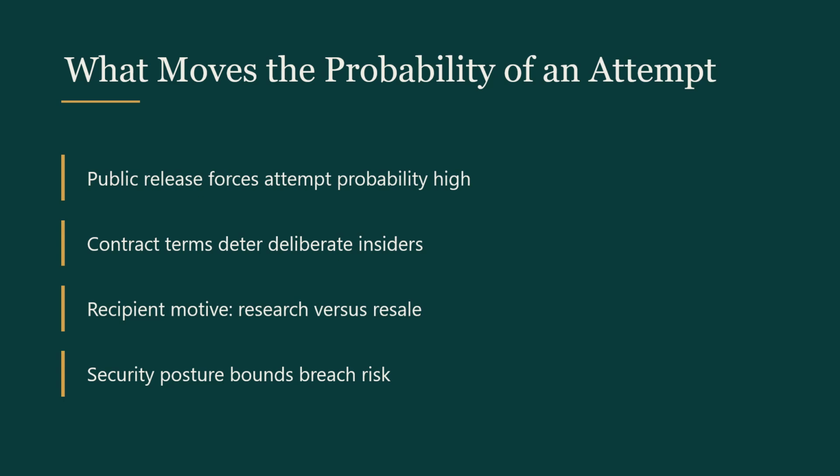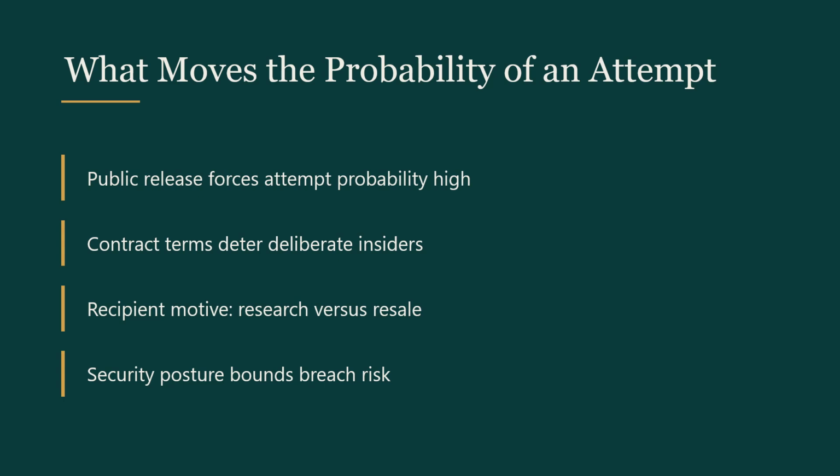Family 2, contract terms. A data use agreement that explicitly prohibits re-identification, prohibits linkage to outside files, prohibits contacting individuals, and attaches real legal and financial consequences, converts a deliberate insider attack from a temptation into a breach of contract with a named remedy. That is a genuine reduction in attempt probability, and it is a reduction you can evidence by attaching the executed agreement.